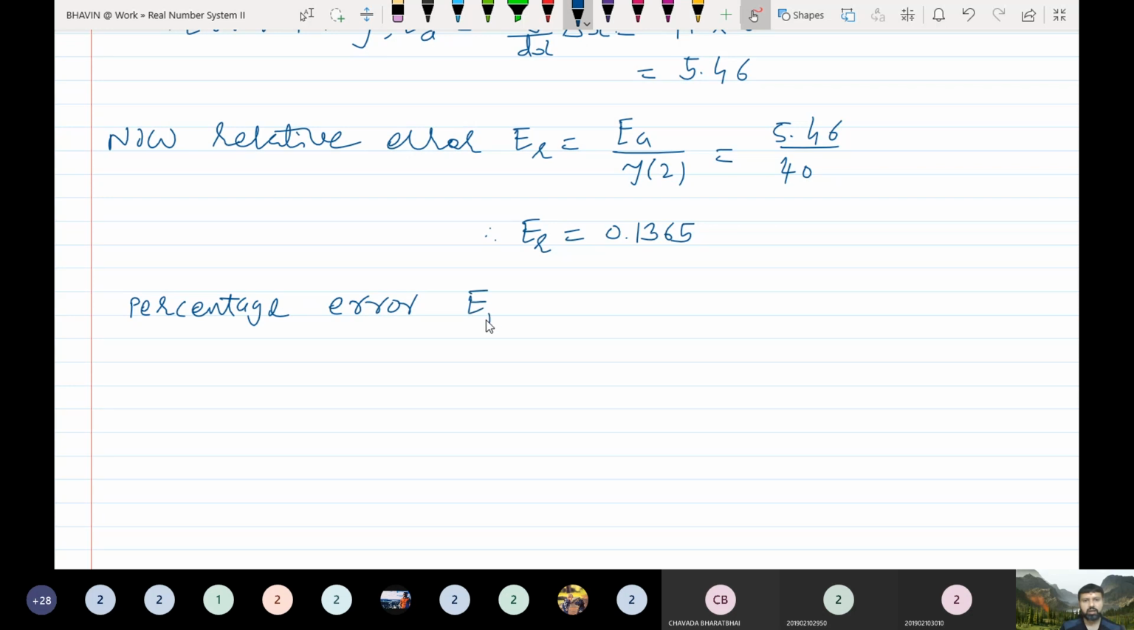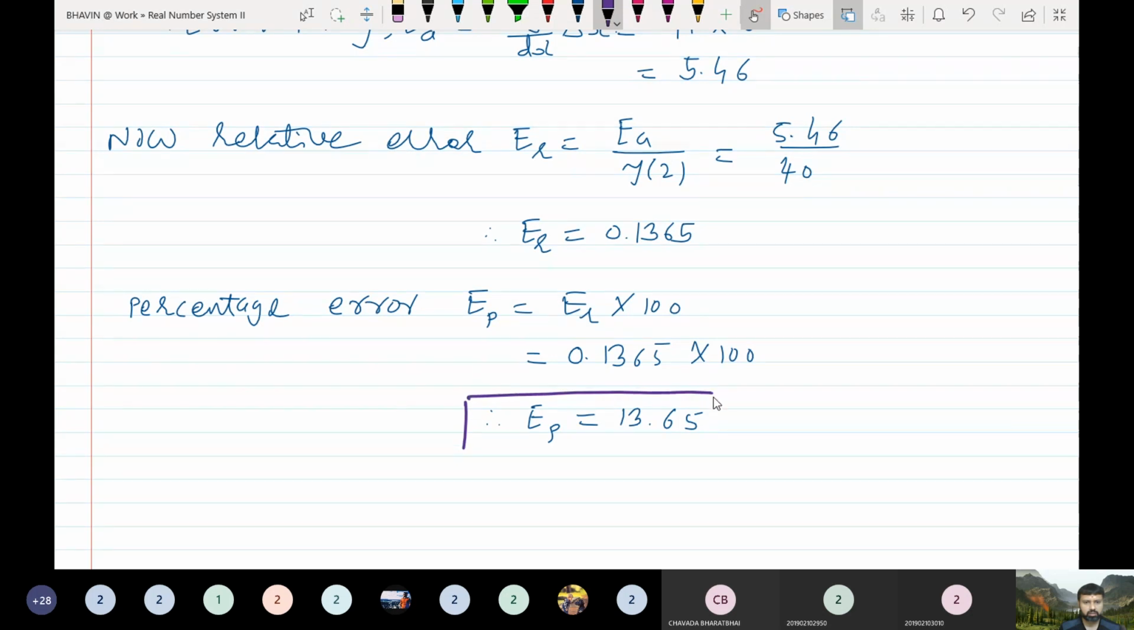It is denoted by EP. The formula is ER into 100. So 0.1365 times 100, therefore EP is equal to 13.65. Okay, so this is percentage error. This is relative error, and this is absolute error.